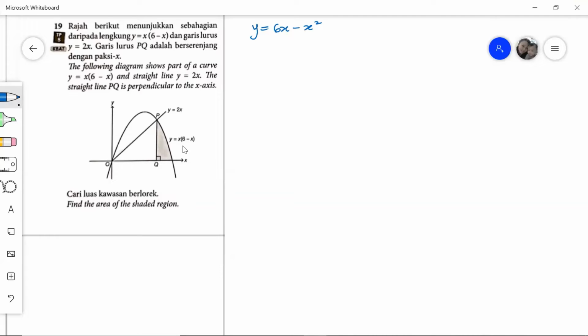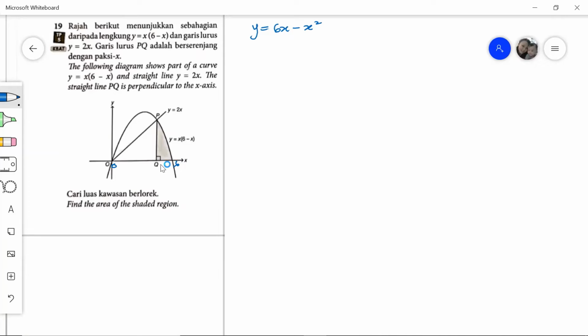And then of course in the factor form we can find the roots. So the roots are 0 and 6. So there's 6 here, this is 0 here. And the straight line y equals 2x is here. And the line PQ is perpendicular to the x-axis, so 90 degrees here. We need to find the area of the shaded region.